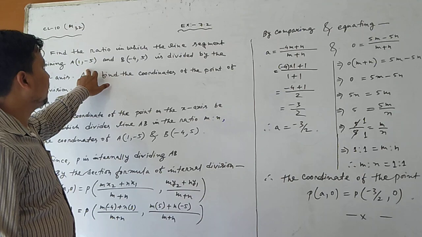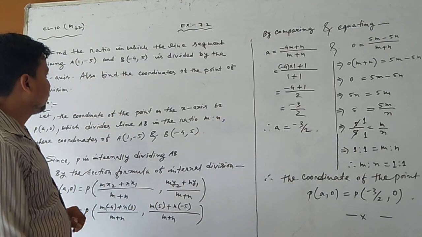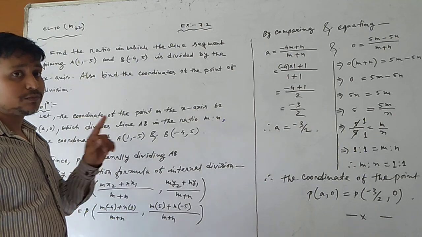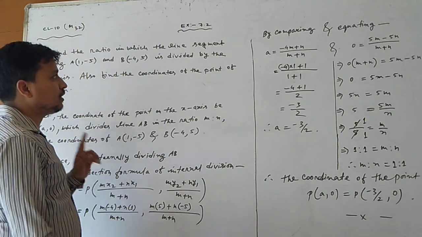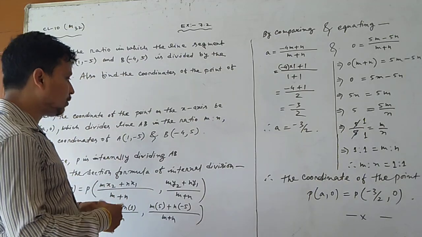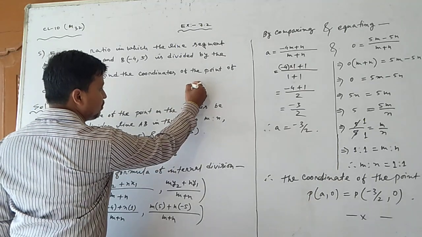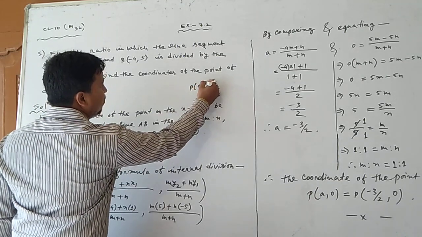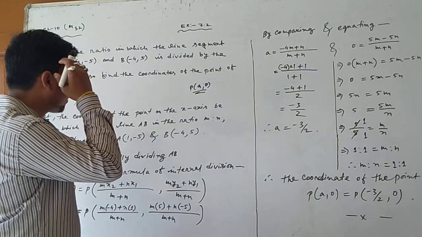is internally divided by one point P which is present on the x-axis. So already we know the coordinate of any point on the x-axis is denoted by (a, 0), and any coordinate on the y-axis is denoted by (0, b).